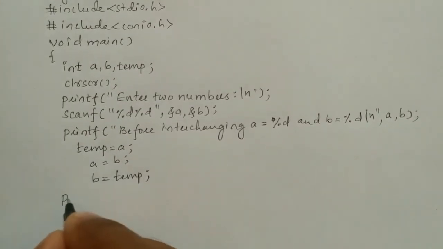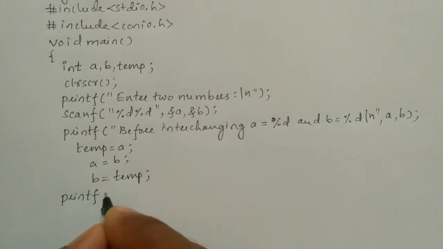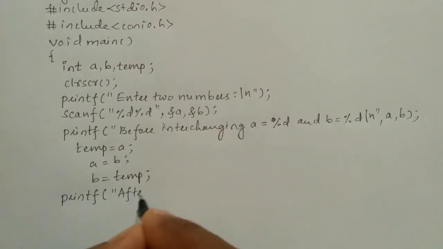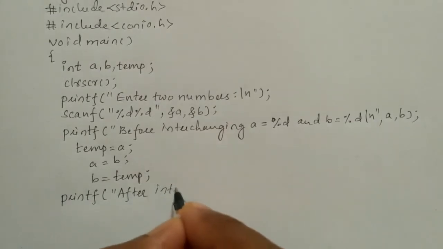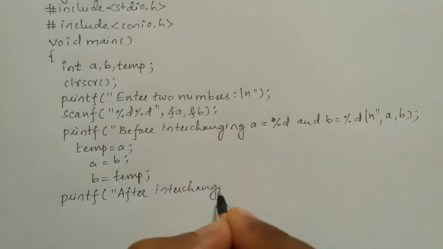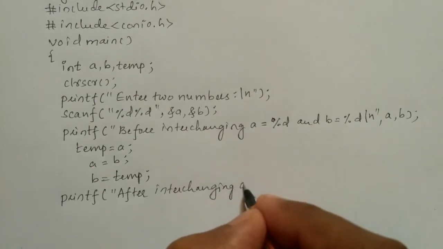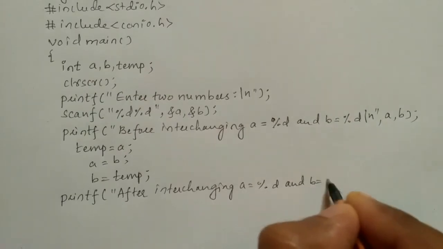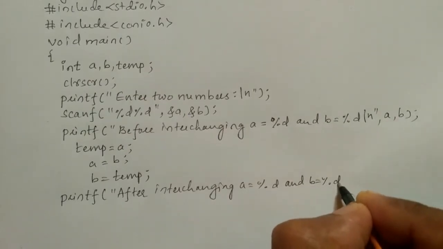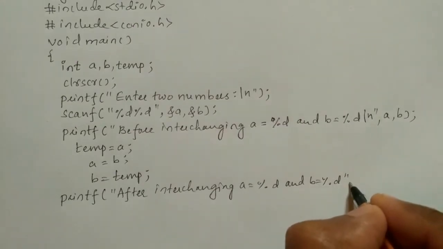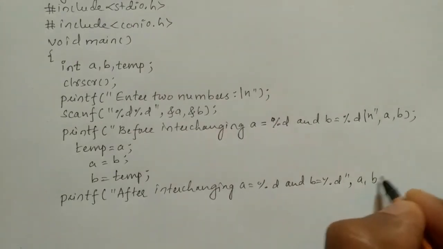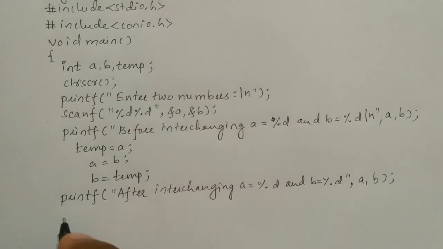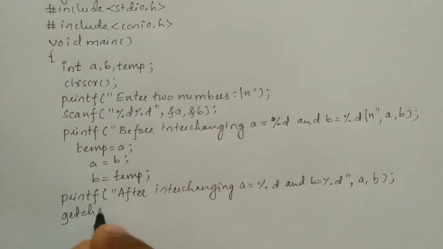Next we have to print the values after interchanging using printf statement. Here in a double quotation mark I'm going to write after interchanging a is equal to %d and b is equal to %d, and end the double quotation mark, put comma here a comma b and put semicolon. Now we'll write getch function and curly closing brace.